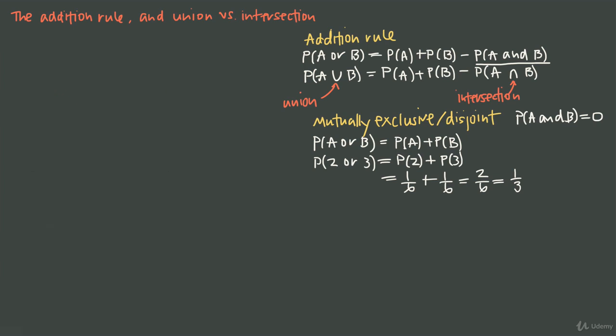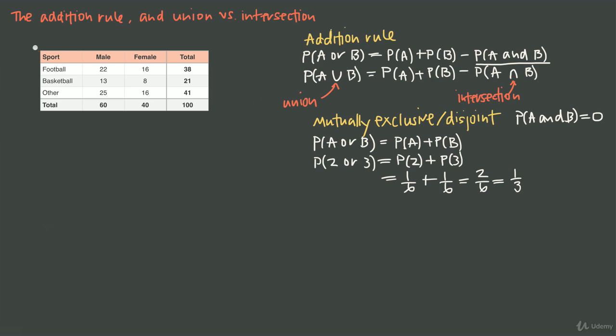We can also calculate this kind of probability, where we use the addition rule and look at the probability that one event or the other happens, when we have a two-way data table. So in this table, we have males and females across the top, and then their preferred sport down the left-hand side. As an example, there are 22 males who prefer football. There are 8 females who prefer basketball. You can see here there are 60 total males in the survey, 40 total females in the survey, for 100 people total, and there are 41 people total who prefer some sport other than football or basketball.